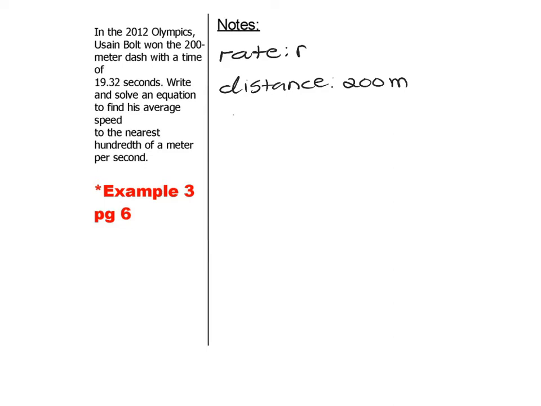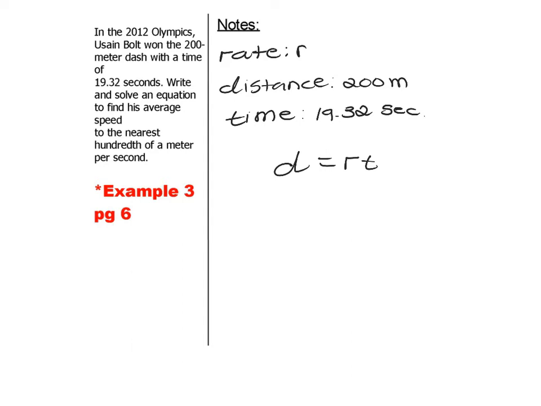Okay, so we have a time, and it's 19.32 seconds. So back in middle school, hopefully you went over a particular formula that related distance, rate, and time. Do you remember what that was? Yeah, D equals RT, or dirt, as I like to call it. D equals R times T. Distance equals rate times time.